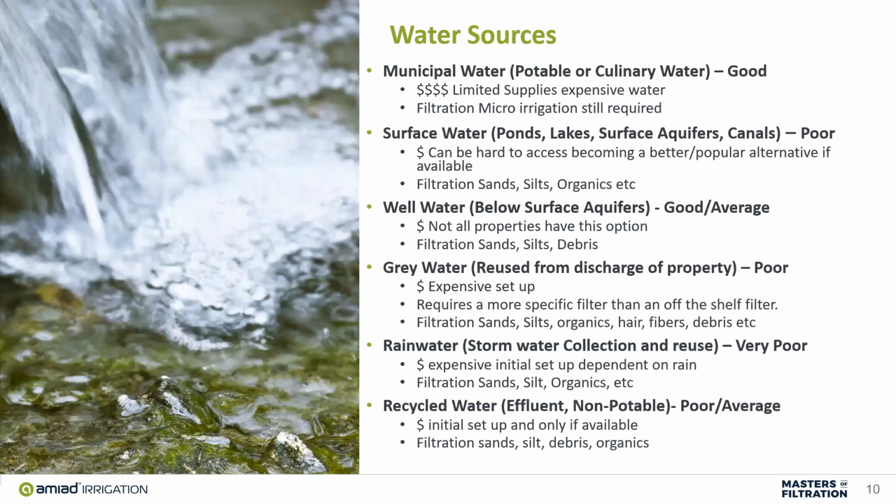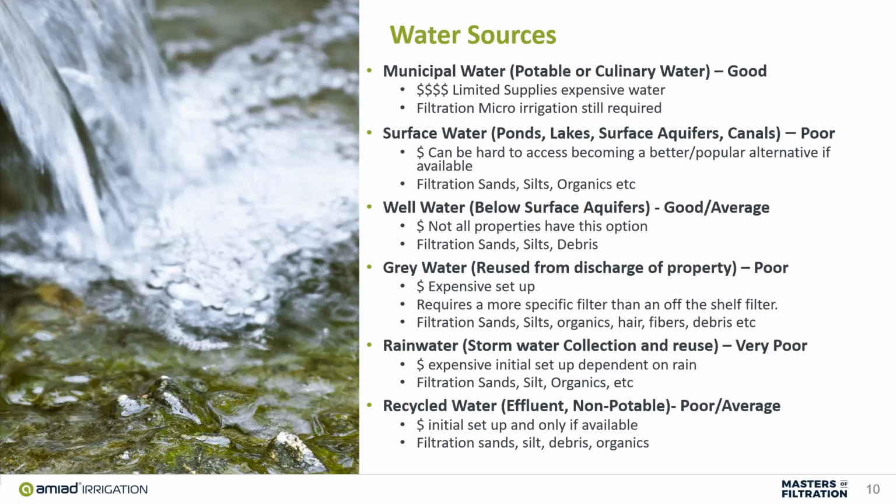What I've done is I created a slide that gives you a breakdown of some of the stuff that you'll see out there, and maybe gives you a basic idea of what our interpretation is of these waters and how good or poor they are. Municipal water, it's a great water. Obviously, it's treated and given to us clean so that we can drink it. I will say that it still has some very small particulates in it that need to be filtered, probably more for micro irrigation, but it is still required. Obviously, that water is getting more and more expensive as we continue down the road of droughts and conservation.